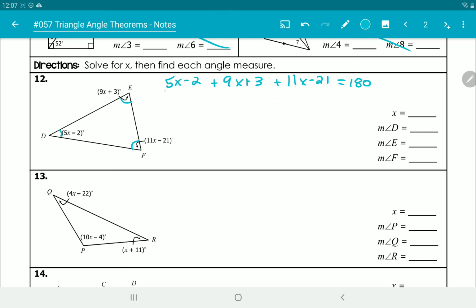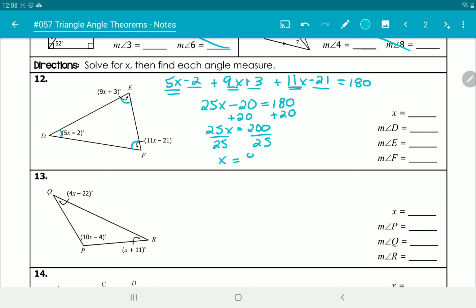So now we can see how many x's we have. 5 plus 9 plus 11 gives us 25 x's. Minus 2 plus 3 minus 21 gives us minus 20. We still have equals 180. Okay. So we can add the 20 to the other side here. Gives us 25x equals 200. And then if we divide by 25, we're going to get that x is equal to 8.